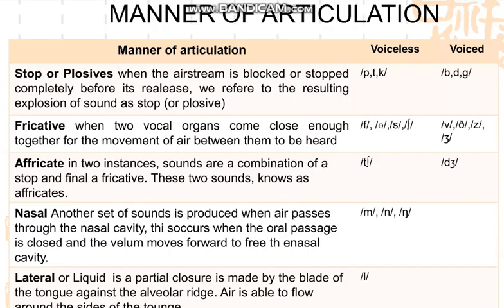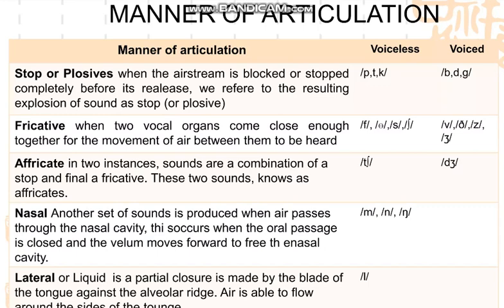The manner of articulation depends upon the following. Stop or plosive: when the airstream is blocked or stopped completely before its release, we refer to the resulting explosion of sound as a stop or plosive. Fricative: when two vocal organs come close enough together for the movement of air between them to be heard. Affricate: sounds that are the combination of a stop and a following fricative are known as affricates.